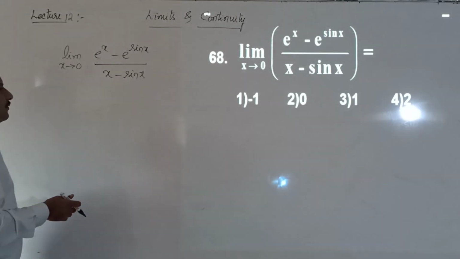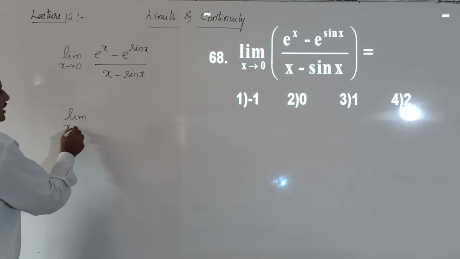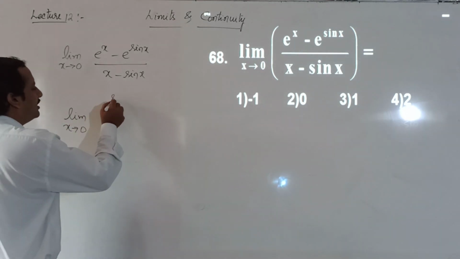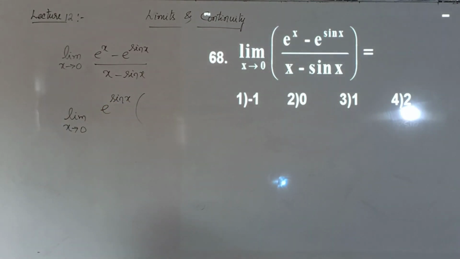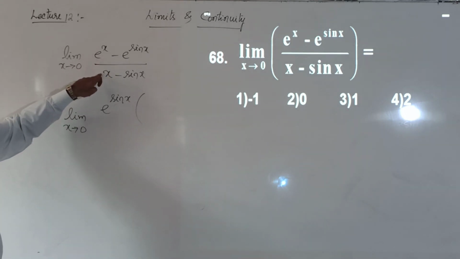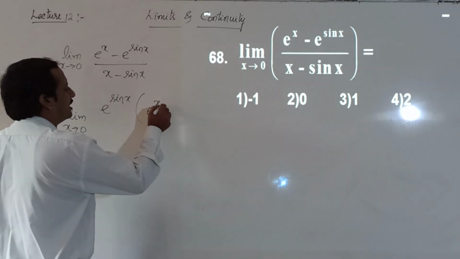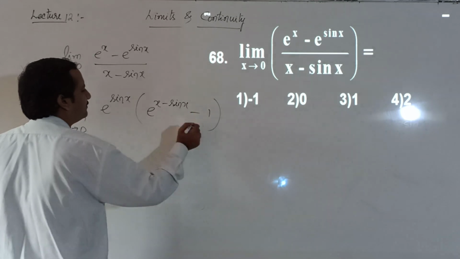Okay. So we can go for L-Hospital's rule, but instead of that, what I do is I will take e power sin x as a common factor between the two terms. Then what will remain here? Here we will have e power x divided by e power sin x. E power x by e power sin x is nothing but e power x minus sin x, minus 1.